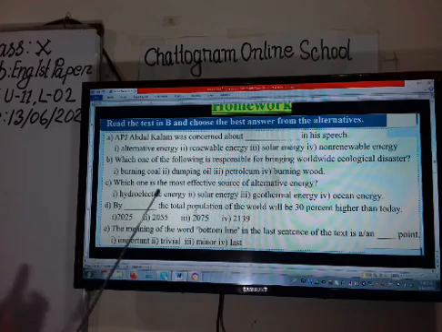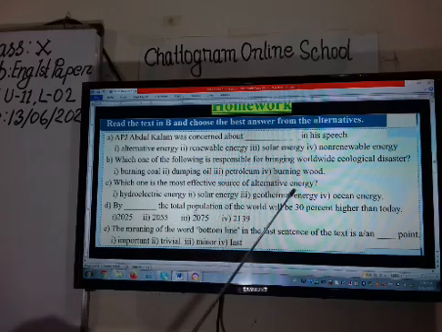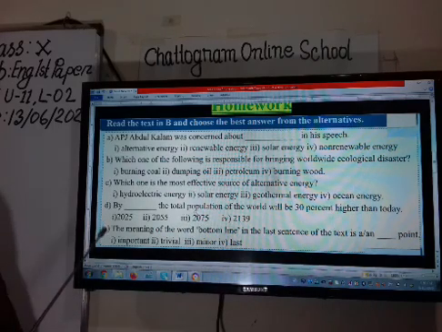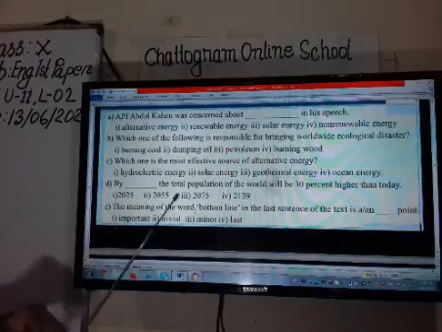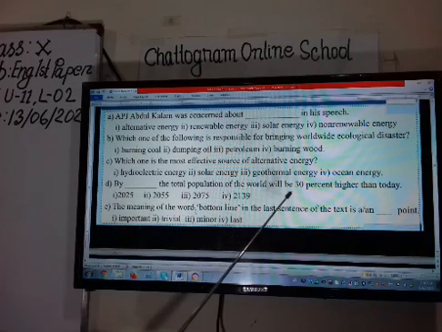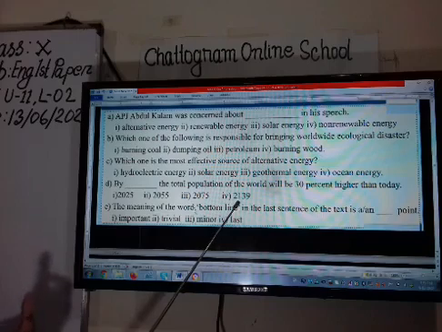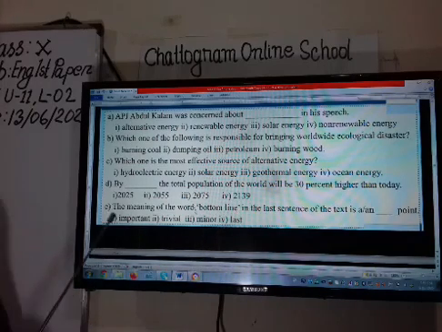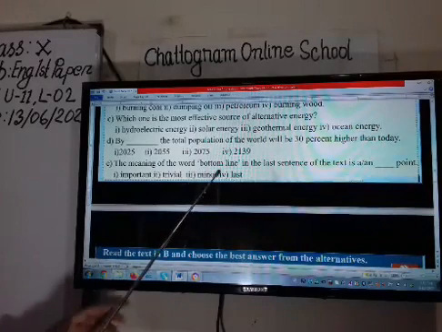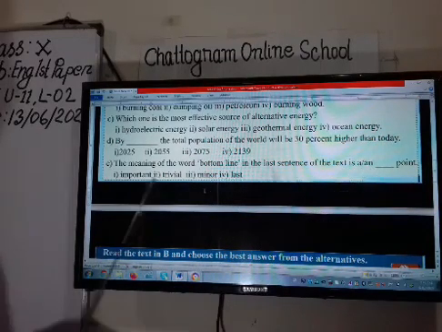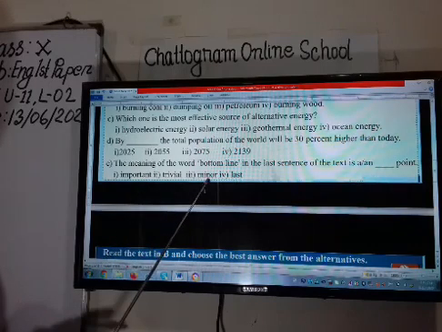C, which one is the most effective source of alternative energy? Hydroelectric energy, solar energy, geothermal energy, or ocean energy. D, the total population of the world will be 30% higher than today: 225, 255, 275, or 21, 39. E, the meaning of the word bottom line here in the last sentence of the text is: a point, important, trivial, minor, last.